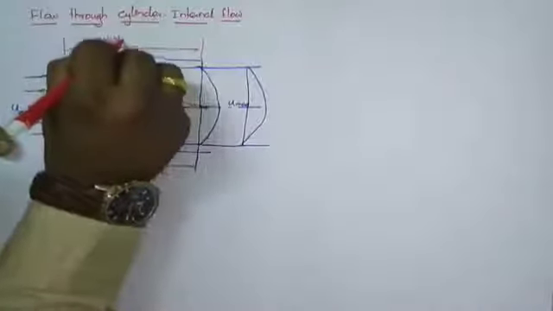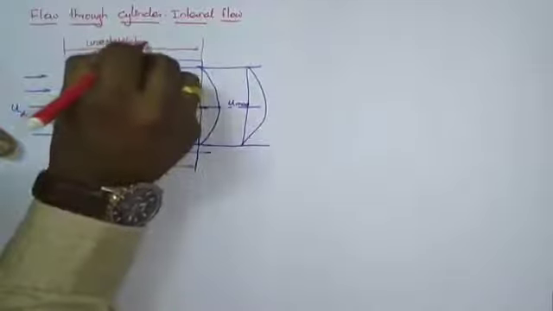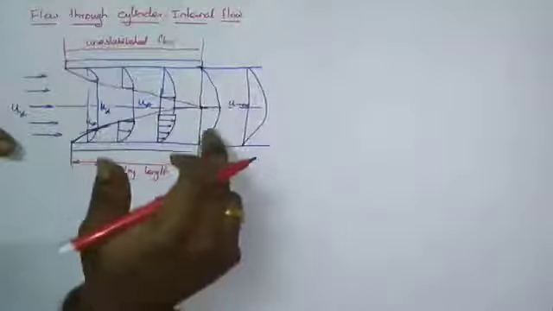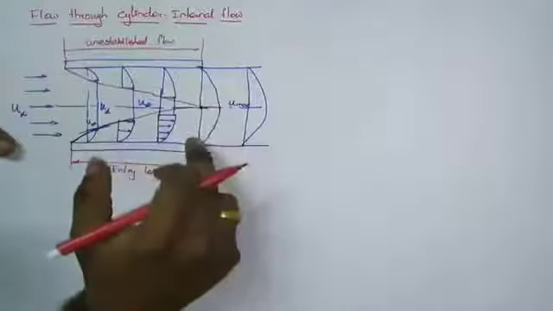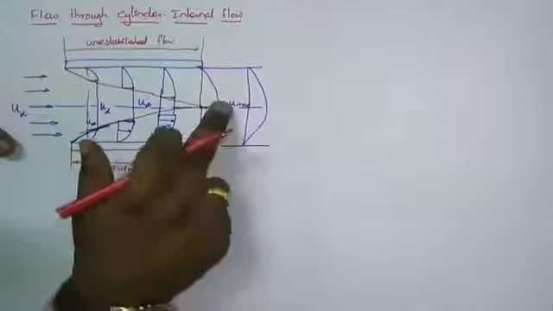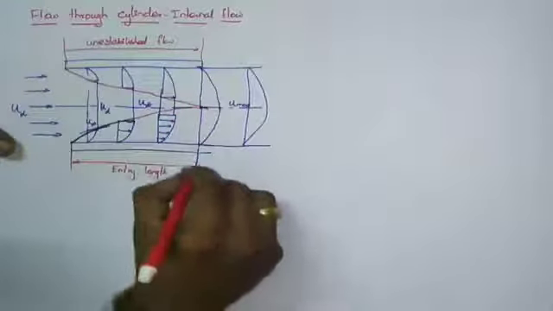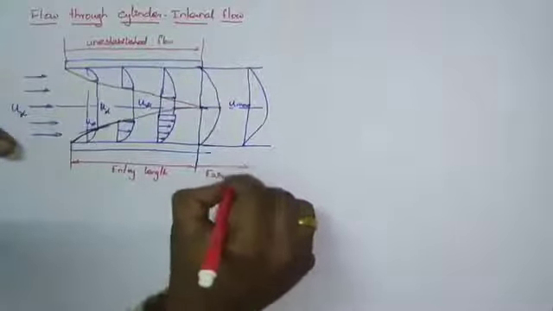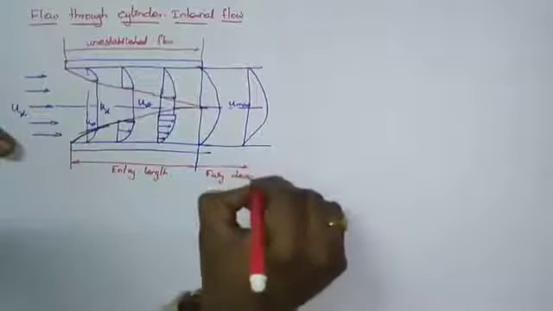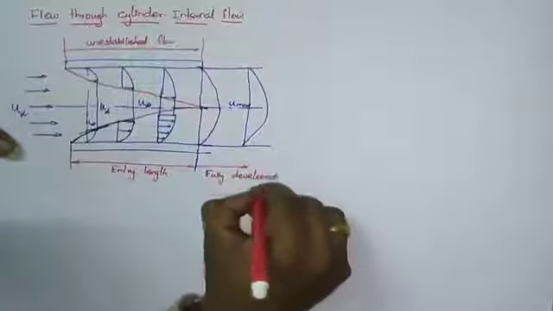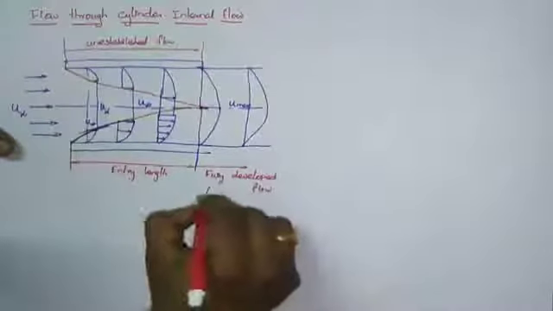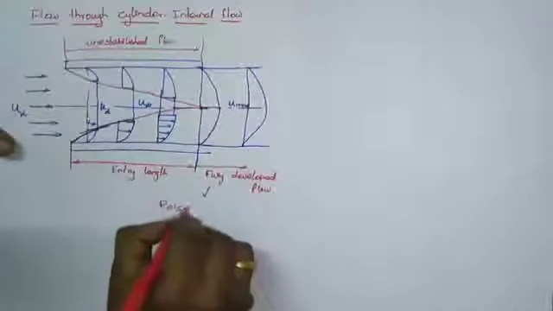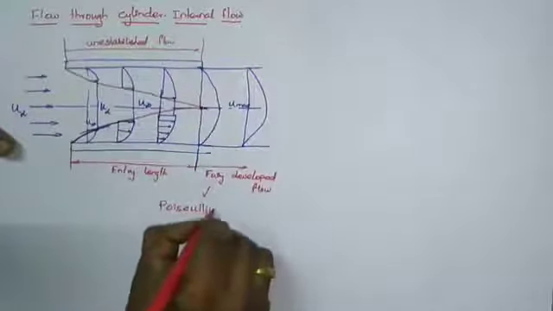Okay, so up to this, the flow is called unestablished flow. After this point, the velocity profile develops fully, that is, the velocity profile develops completely. So after this point, it is called fully developed flow, or the fully developed flow can be called Poiseuille flow.